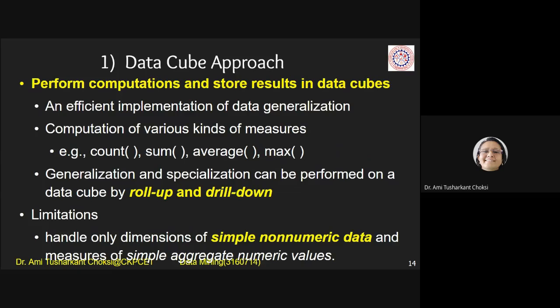So let us see the data cube approach. What is that? Perform computations and store results in data cubes. What do we mean by that? An efficient implementation of data generalization. That is very simple computation of various kinds of measures, as for example, count, sum, average, max.